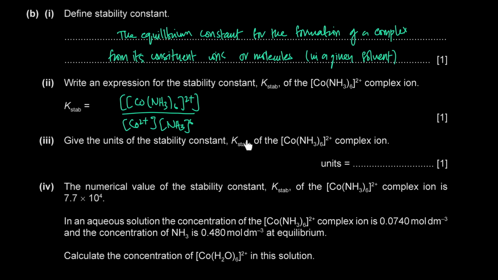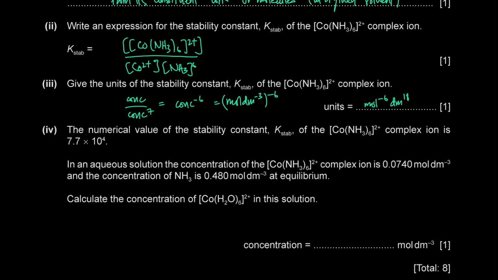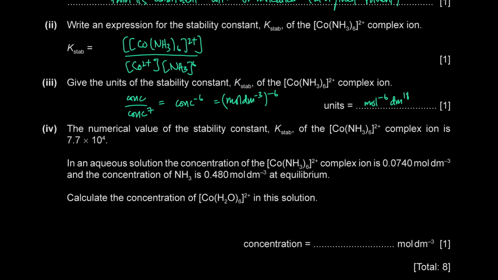Give the units of the stability constant of this complex ion. For the units over here, we have concentration in the numerator divided by concentration to the power of 7, 1 plus 6, 7 in the denominator. So we have concentration to the power of negative 6, so that is mole to the power of negative 6 dm to the power of 18. Again, this is just moles per dm cube, to the power of negative 6. So we get per mole to the power of 6, mole to the power of negative 6, dm to the power of 18. The numerical value of the stability constant for this complex is 7.7 into 10 to the power of 4.